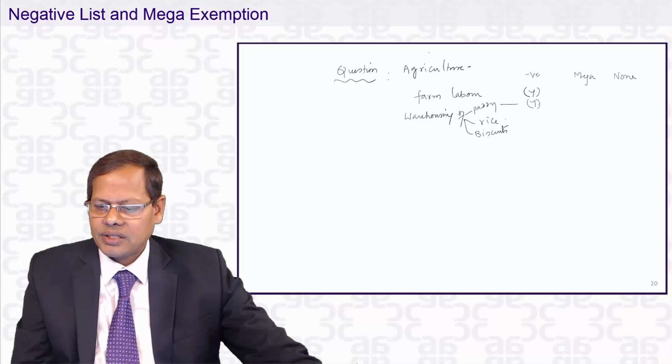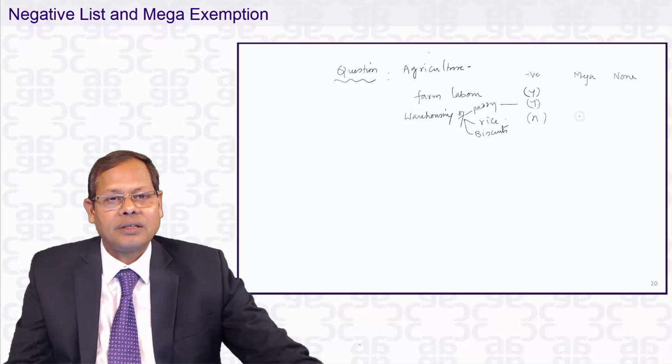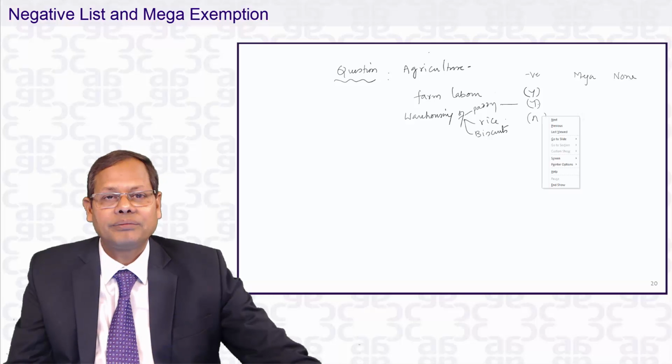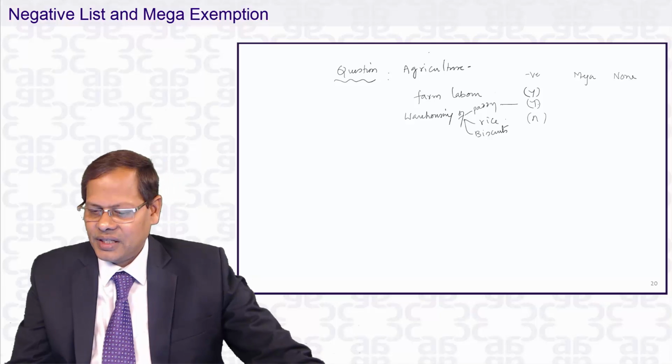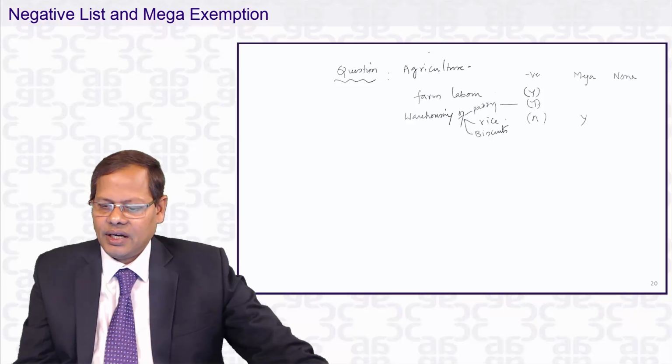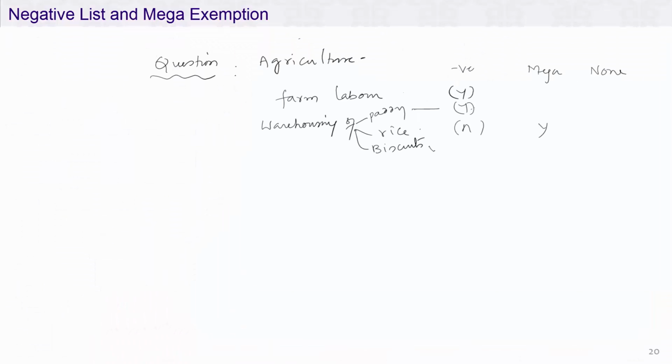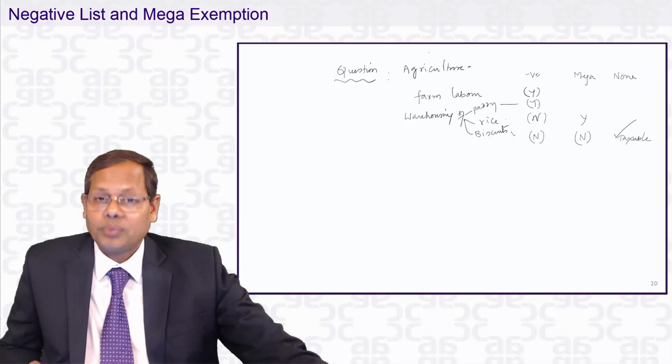And what about rice? It is not covered here, but it is covered in mega exemption. So warehousing, do you recall the entry number? Entry number 40. Yes. So here it is, yes. What about biscuits? It is not here. So taxable. You have to practice also that way.